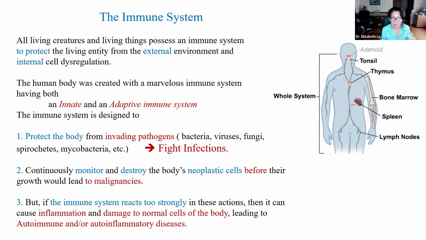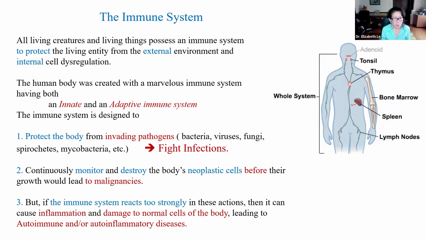The human body was created with a marvelous immune system, having both an innate and adaptive immune system. As you see right here on this schema, the whole system is composed of the bone marrow, that's where the B cells are, the thymus, that's where T cells are. Then you have spleen, lymph nodes. We have chains of lymph nodes from legs, arms, all the way up to the neck and tonsils and adenoids. That's the whole immune system.